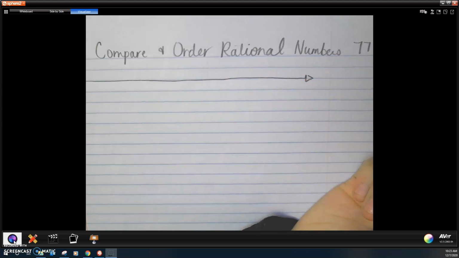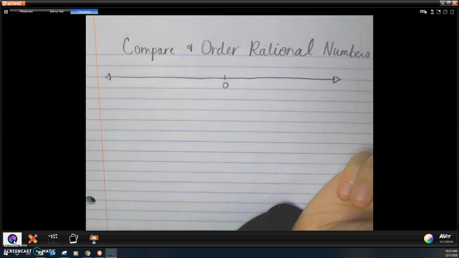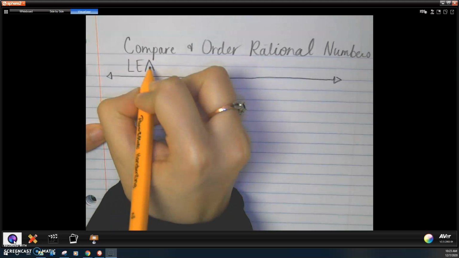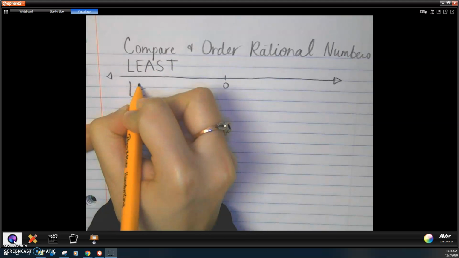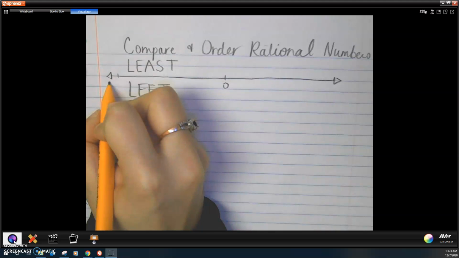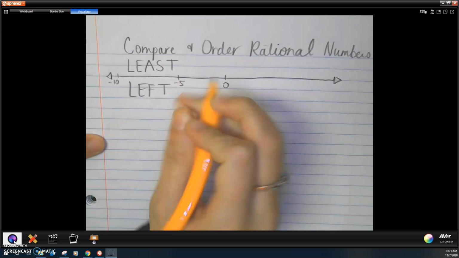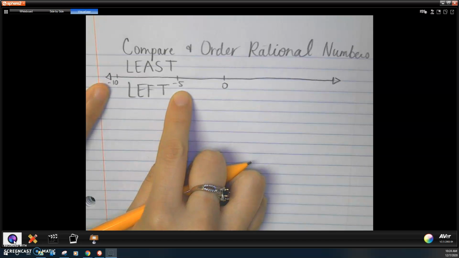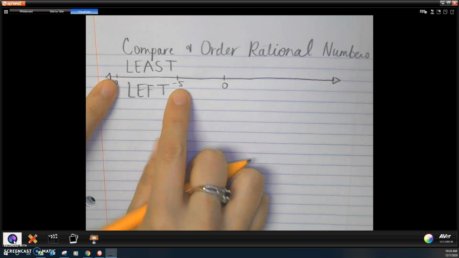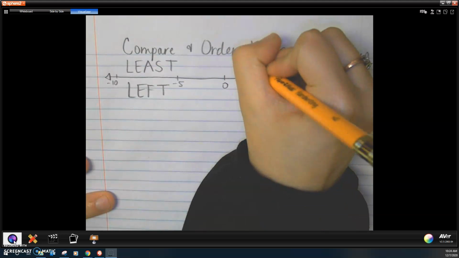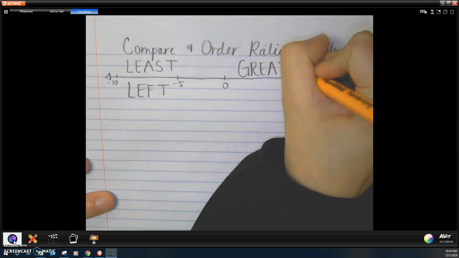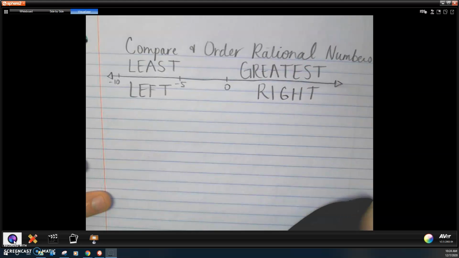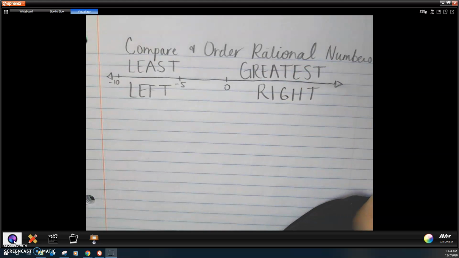about our number lines. Remember, 0 is in the middle. Remember, the numbers to the left are the least. So least is on the left. Remember, although 10 is bigger than 5, since it's a negative, it's actually smaller. So be careful when you are comparing negative numbers. And then your greatest is to the right. Numbers get greater as they get further to the right. Feel free to stop and pause the video anytime.